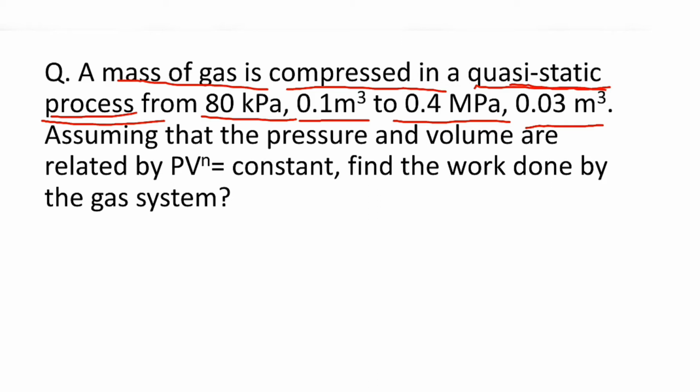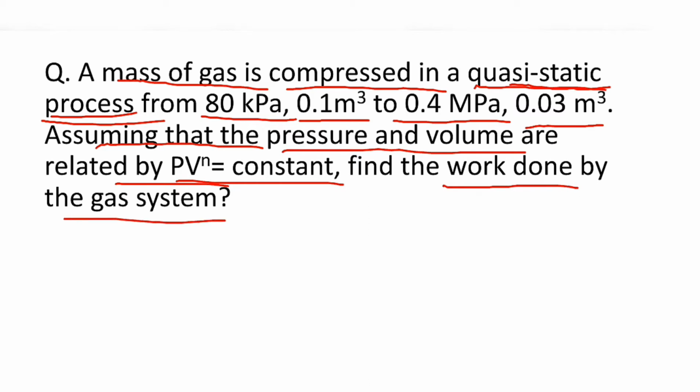It is called a quasi-static process. And assuming that pressure and volume are related by PV to the power n is equal to constant, and we know when PV to the power n is constant, that process is called polytropic process. So we have to find the polytropic work done by the gas system.